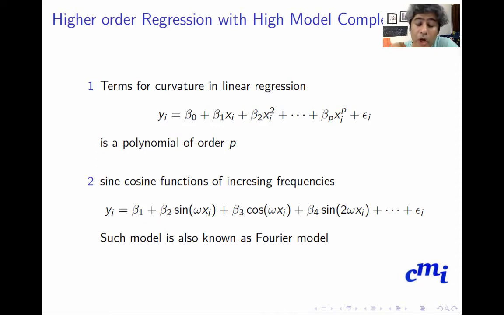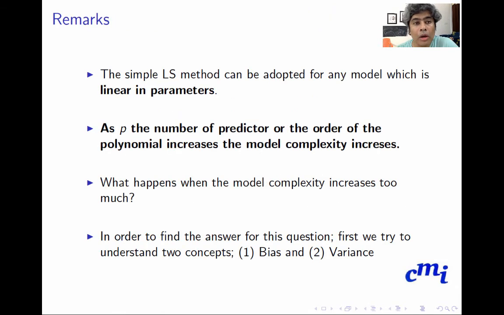So if omega is unknown, we will not be able to use the least square technique to estimate the parameters, because the model is not anymore linear in parameter. It's highly non-linear in parameter. This is what we really say, that the simple least square method can be adopted for any model as long as the model is linear in parameter. As p, the number of predictors or the order of the polynomial, increases, the model complexity increases.